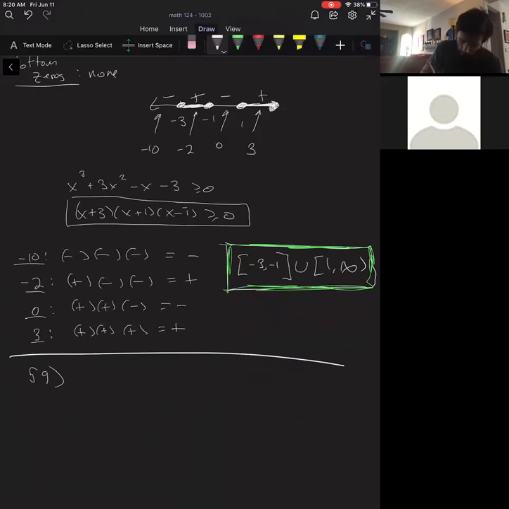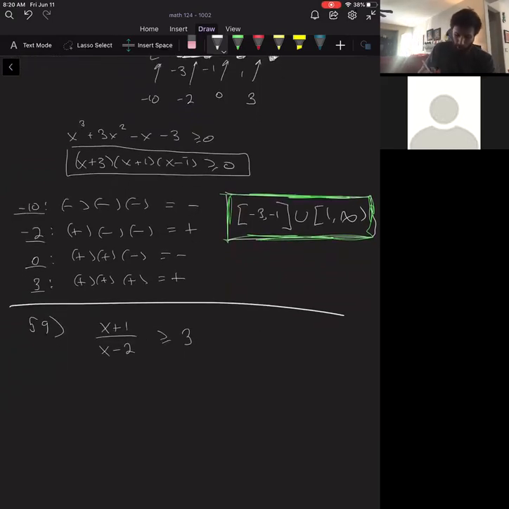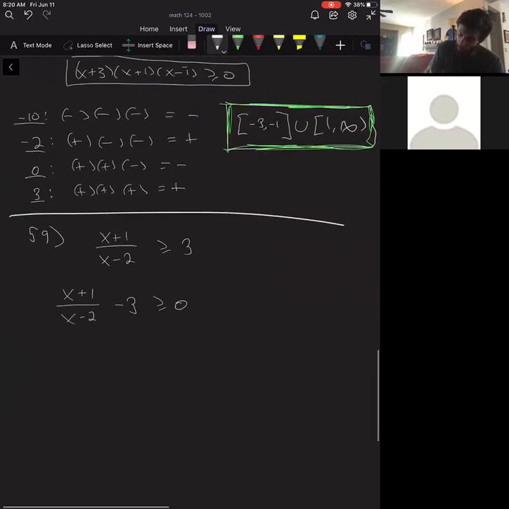So in this problem, we want to solve x plus 1 all over x minus 2 is bigger than or equal to 3. So like we said before, we always want to get 0 on one side and everything on the other side. So the first thing we're going to do is subtract the 3 over. So x plus 1 over x minus 2, minus 3, bigger than or equal to 0. Now we have to get a common denominator on the left-hand side, which is going to be x minus 2. So we're going to have x plus 1 over x minus 2 minus 3, and then we'll put x minus 2 over x minus 2. So there's our common denominator.